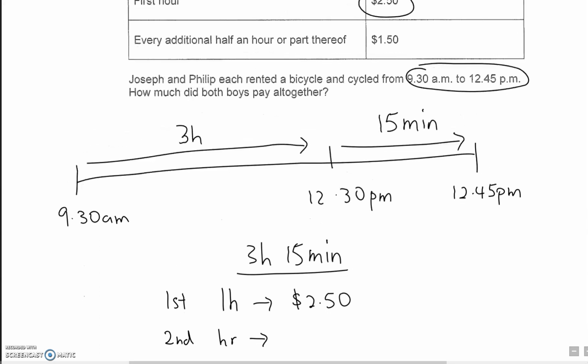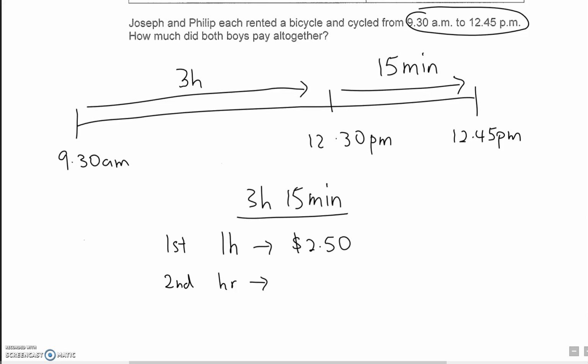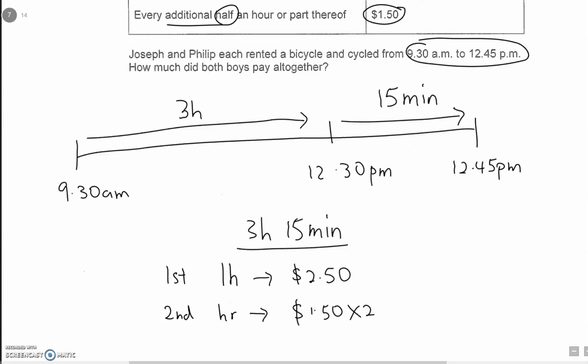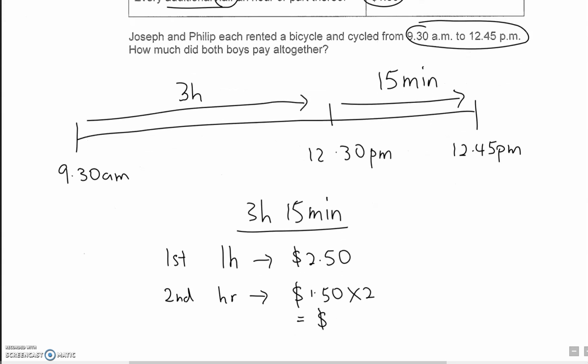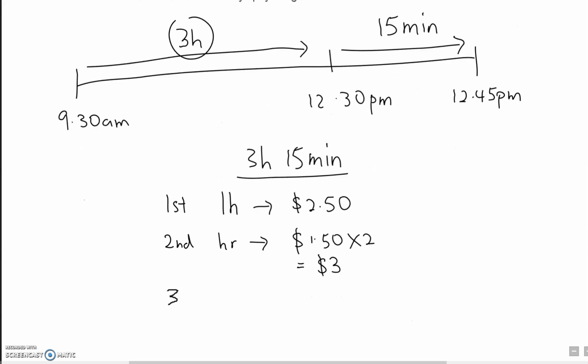Now, the second hour says this. After the first hour, every additional half hour gives you $1.50. So at the second hour, these people will have to pay a total of $1.50, but $1.50 is only for half an hour. I multiply by 2 to get a full hour, which is $3. Now, that's not all, because you have the first hour, the second hour, you got to have the third hour, because they traveled for 3 hours, 15 minutes. So at the third hour, the same thing is going to happen. They're going to rent, and by per hour, they need to pay another $3.